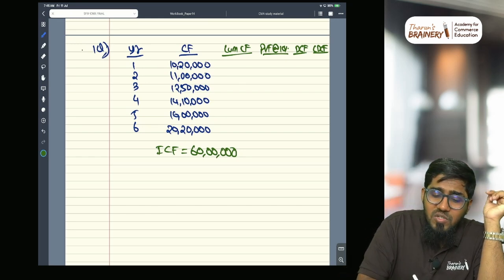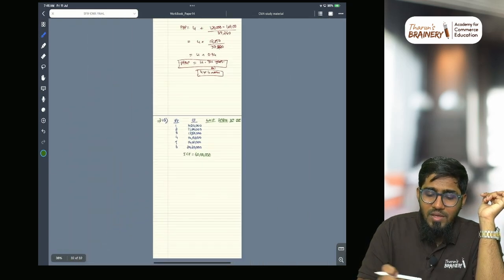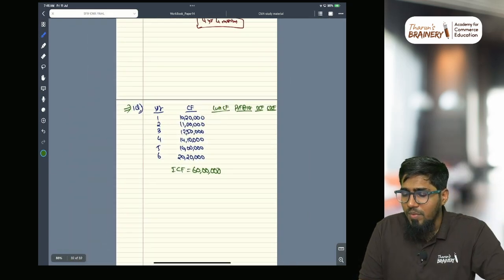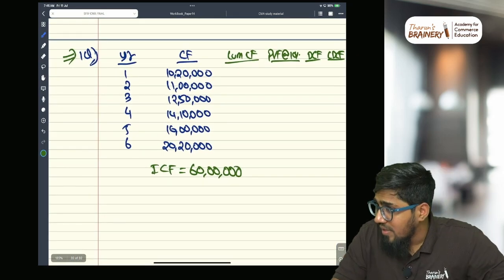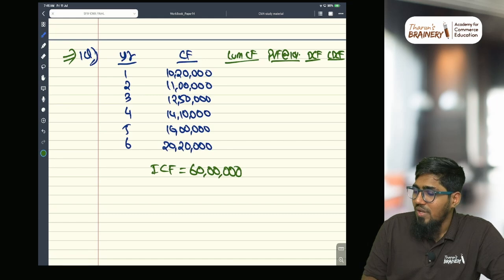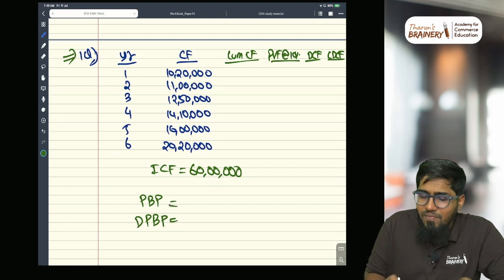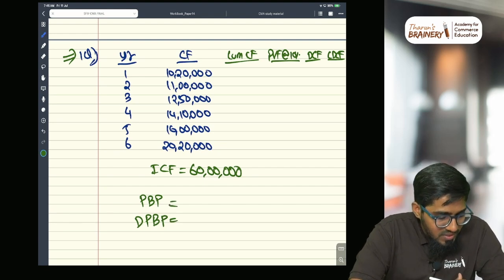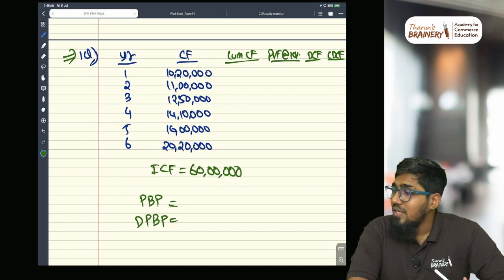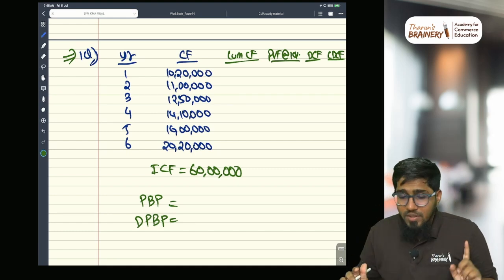So this is the first question in the soft copy. If you have taken the printout of the soft copy, you can do it there itself. If you are not having that, you just write this question. And please tell me what is my payback period and what is the discounted payback period. Just draw this table and please calculate both. Everyone, I want you all to calculate this.